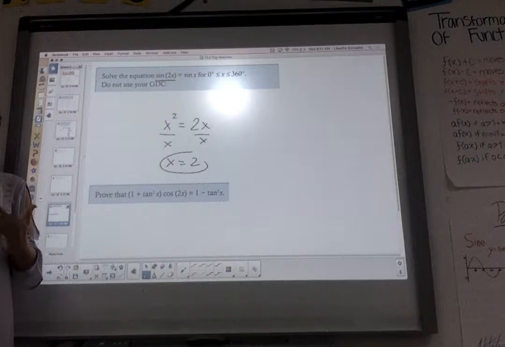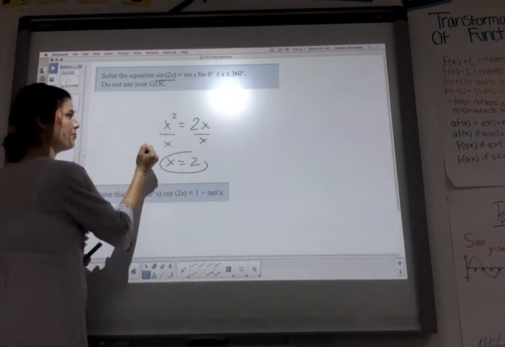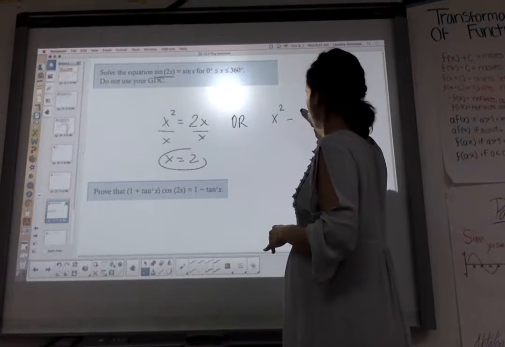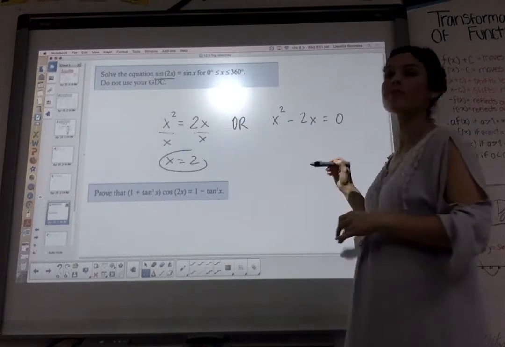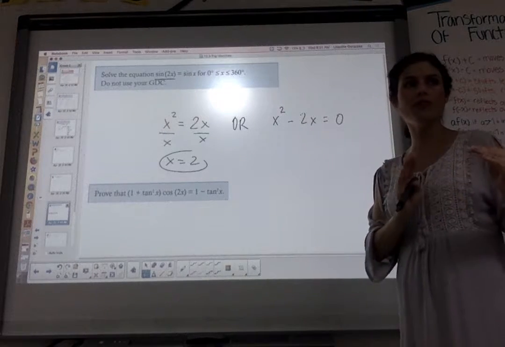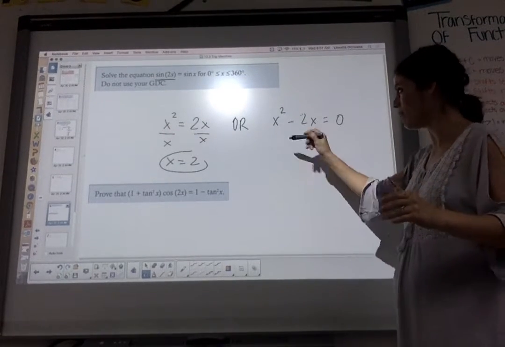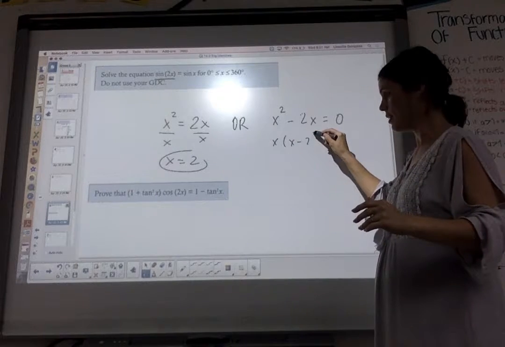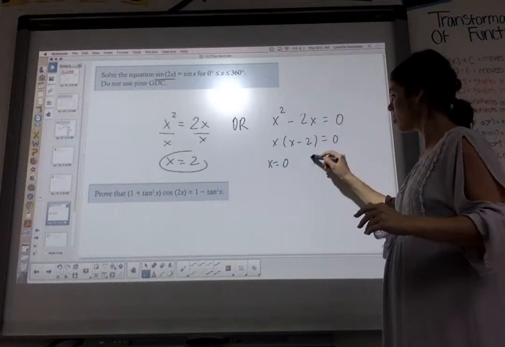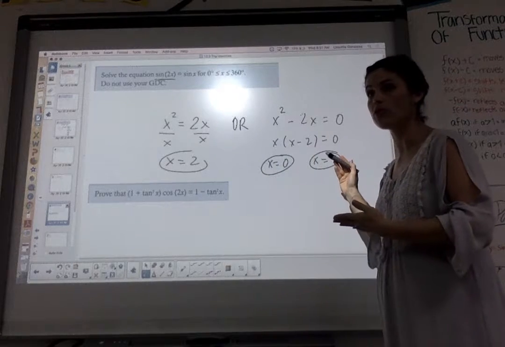There's something wrong. You have to subtract 2x from x squared. Let's try another method. How about we move everything to one side, make it equal to 0, and factor? You make each factor equal to 0, and you get 2 answers.